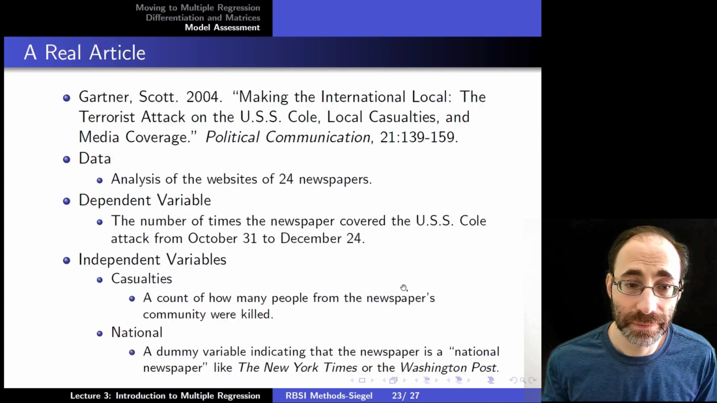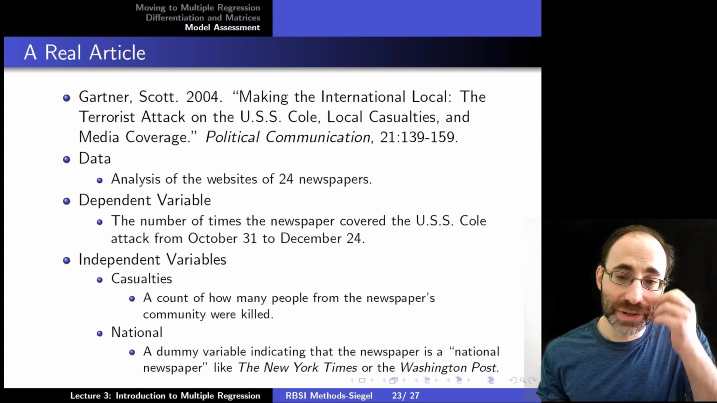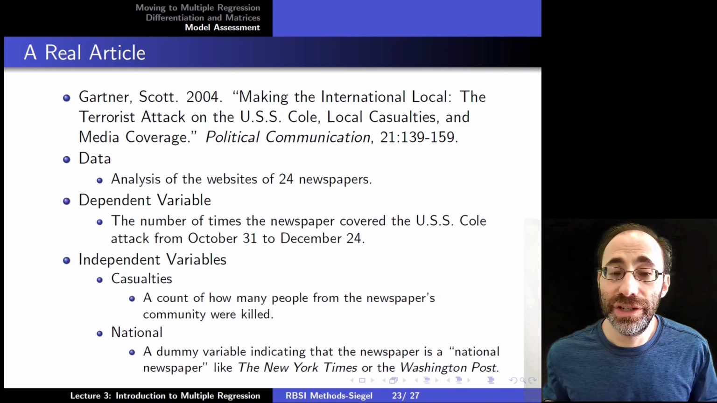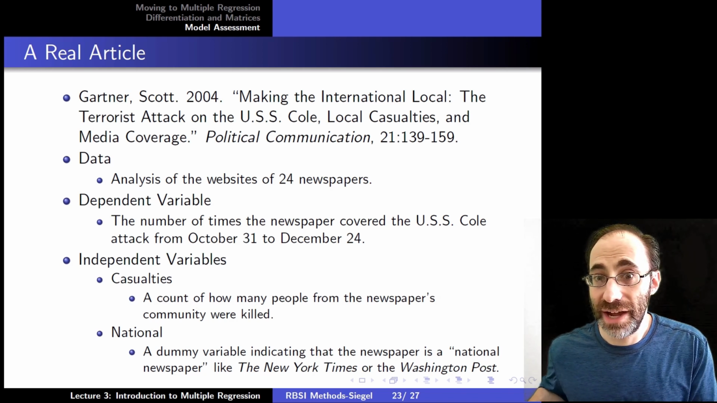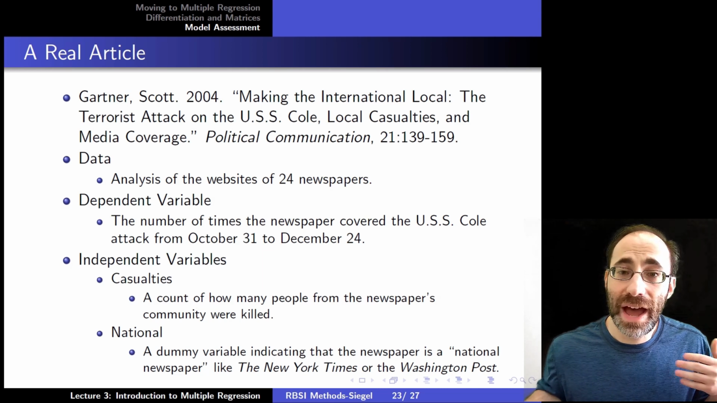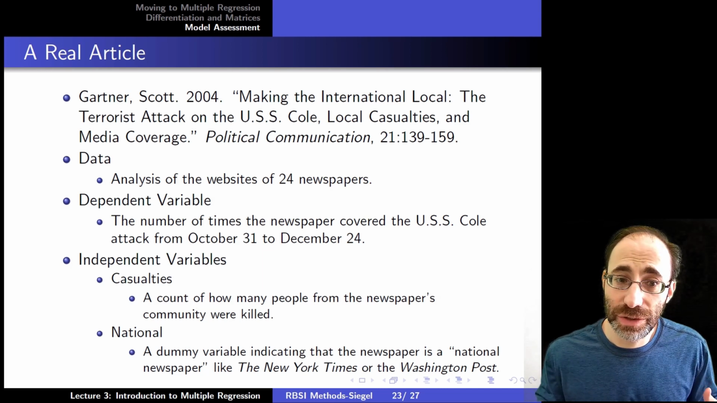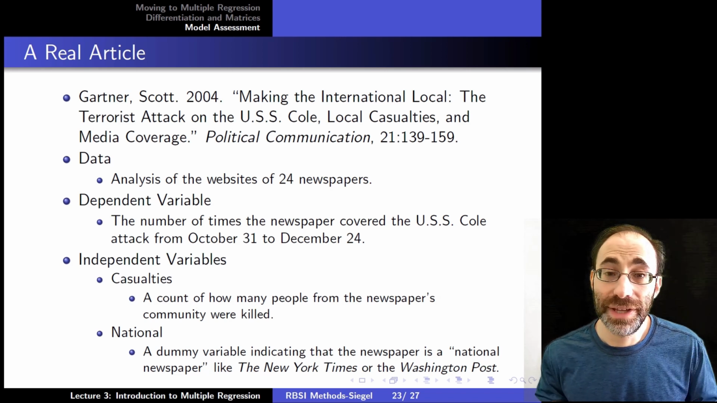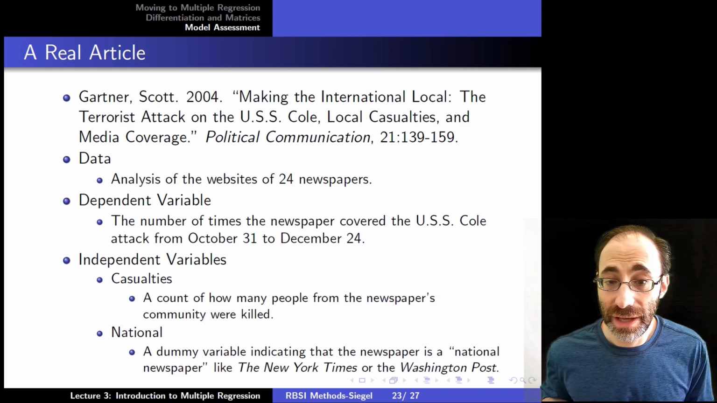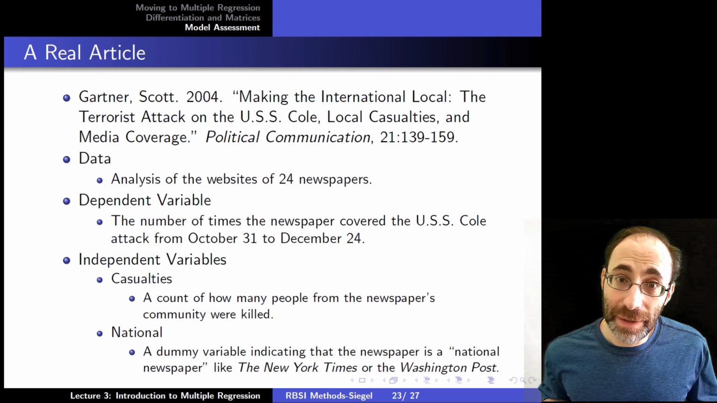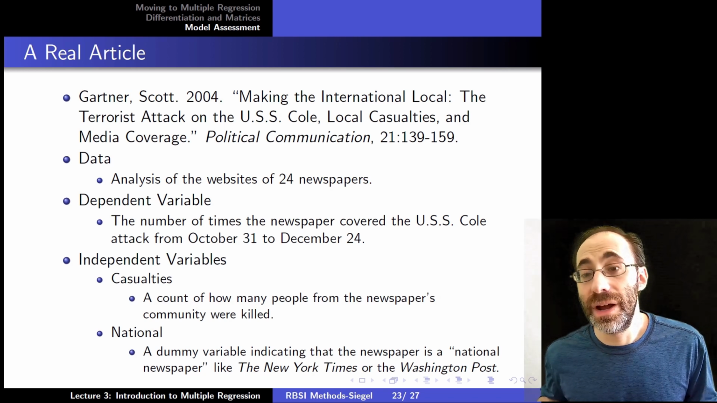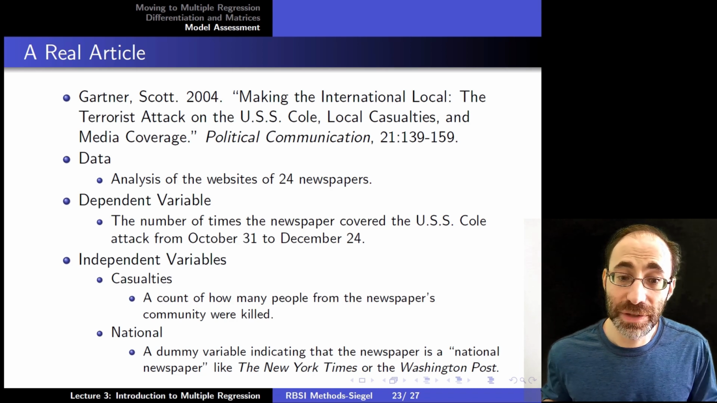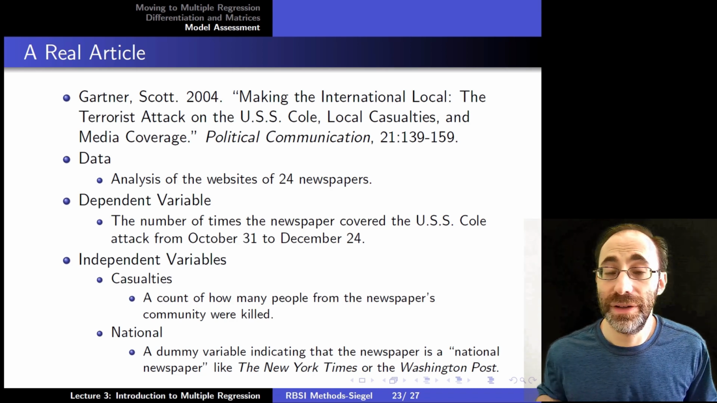These are good things. So let's take another example, a real example from a real paper, about coverage of a particular terrorist attack on the U.S., and how local casualties, so casualties that happen locally, are correlated with media coverage of that attack. So we're going to take data from 24 newspapers, and the dependent variable will be the number of times the newspaper covered the attack on the U.S., between October 31st and December 24th.